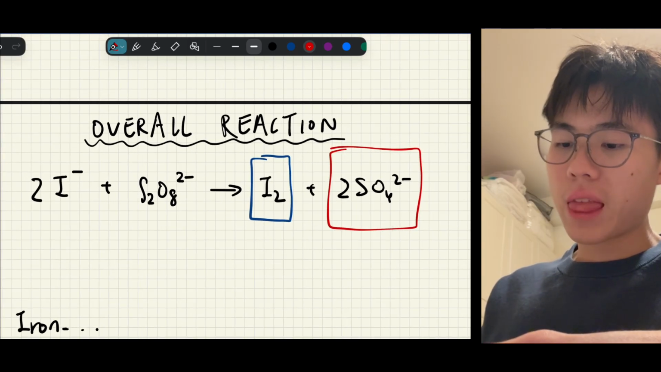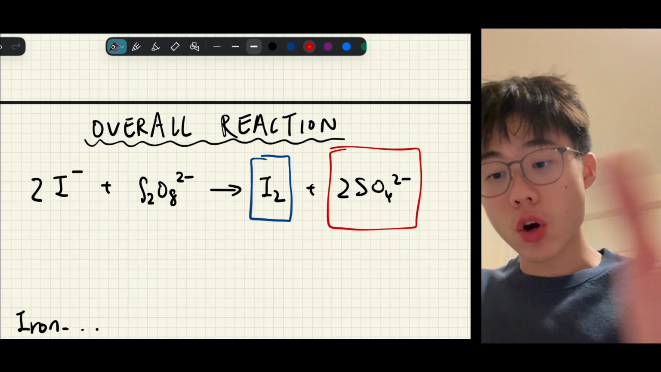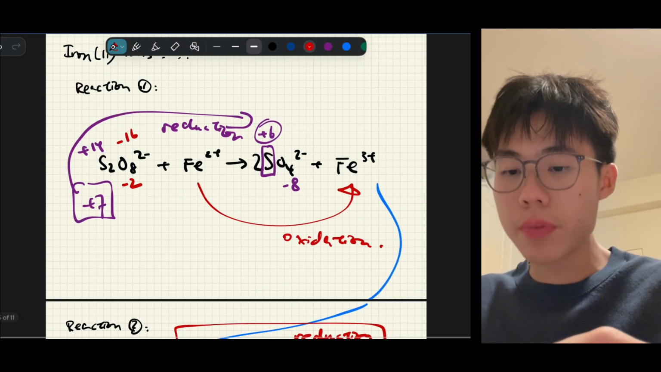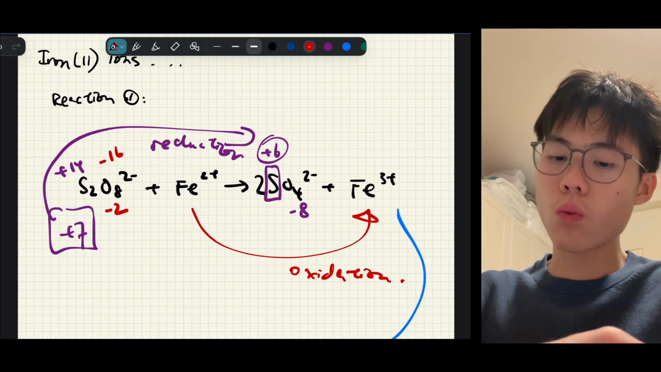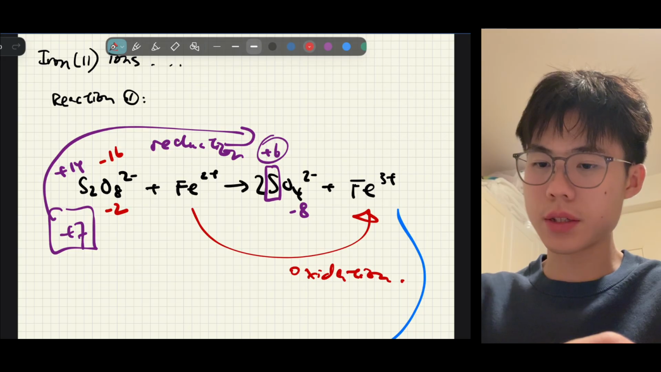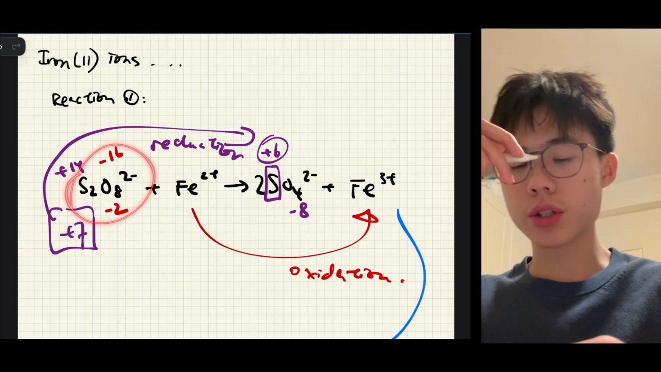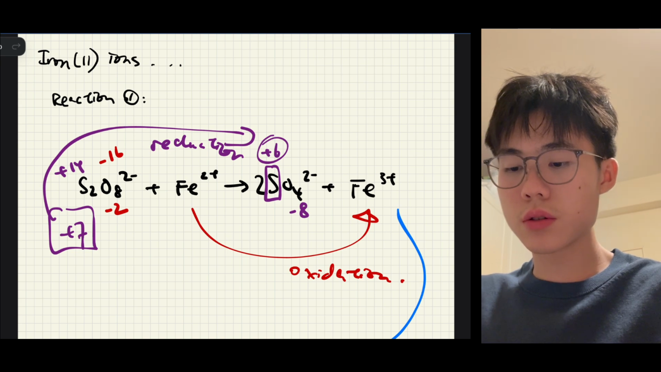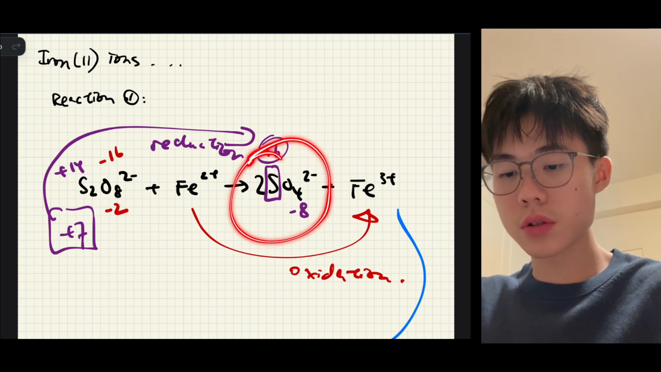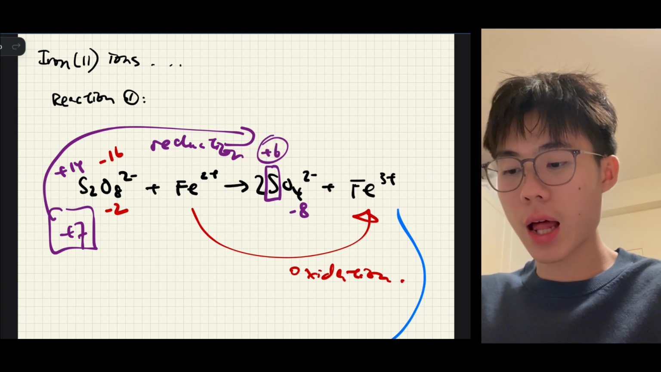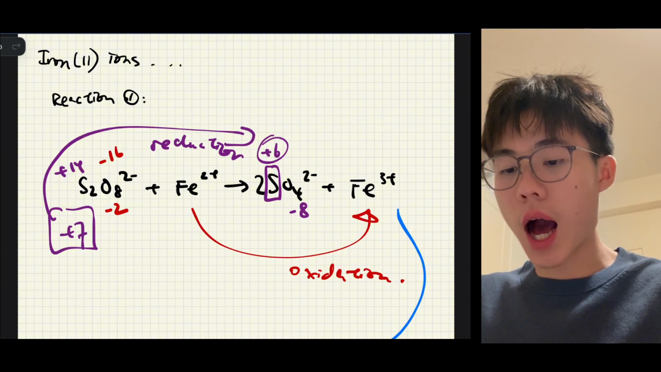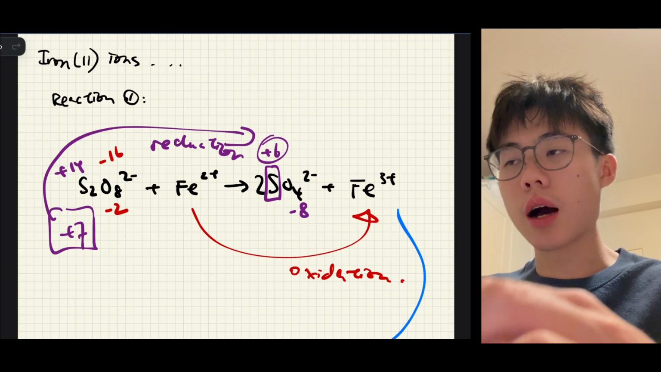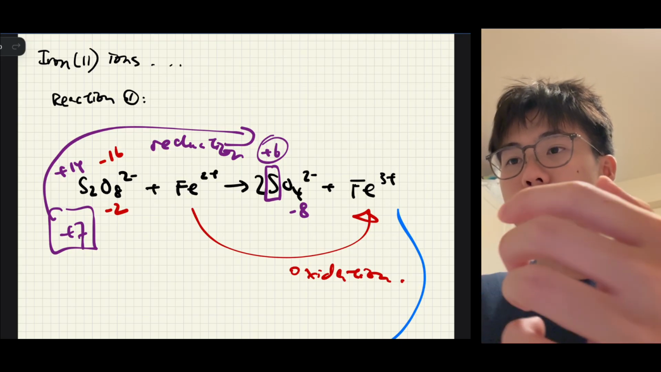Let's look back at the overall reaction. This is the overall reaction. What just happened is, in reaction 1, one of the original reactants, peroxodisulfate ions, has produced sulfate ions, with iron 2+ being the electron donor.